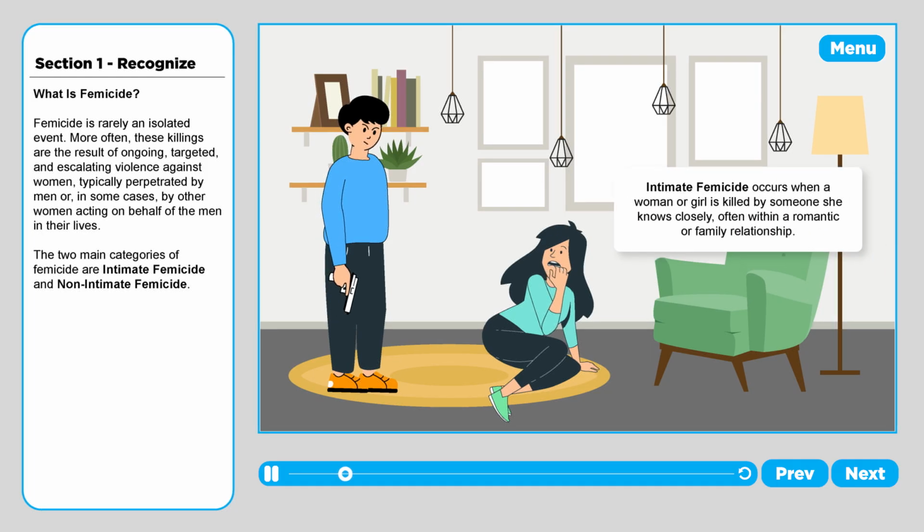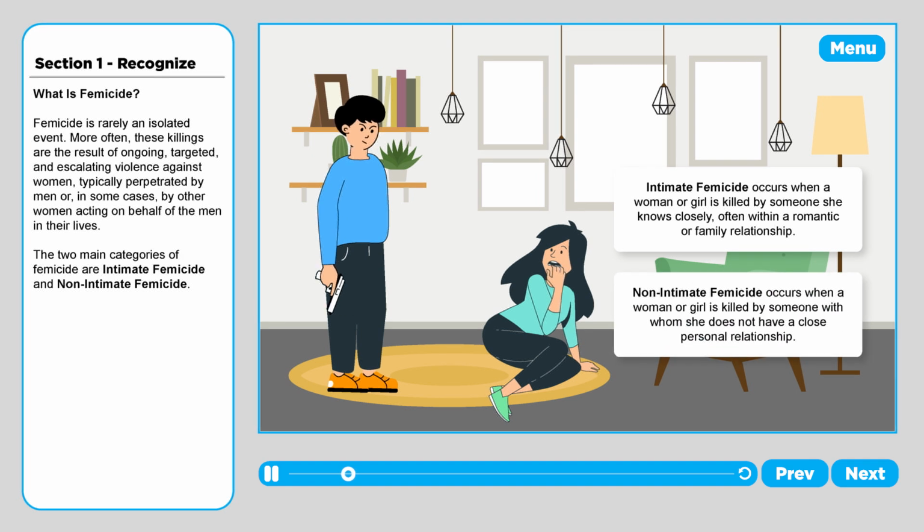Intimate femicide occurs when a woman or girl is killed by someone she knows closely, often within a romantic or family relationship. Non-intimate femicide occurs when a woman or girl is killed by someone with whom she does not have a close personal relationship.